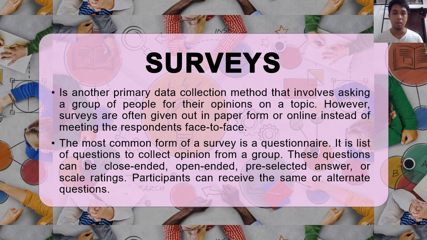The most common form of a survey is a questionnaire. It is a list of questions to collect opinions from a group. These questions can be closed-ended, open-ended, pre-selected answers, or scale ratings. Participants can receive the same or alternate questions. So by the way, surveys can be used in qualitative and quantitative research. We have the scale ratings in quantitative research, and closed and open-ended questions can also be used when we are conducting our qualitative research.